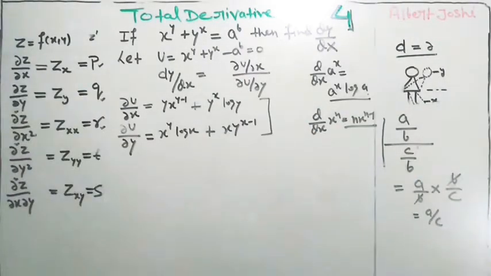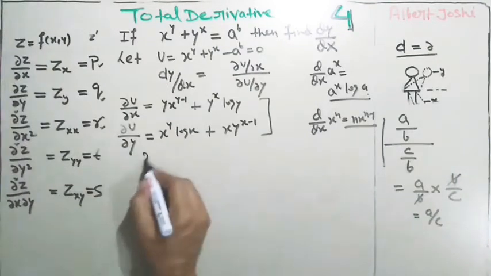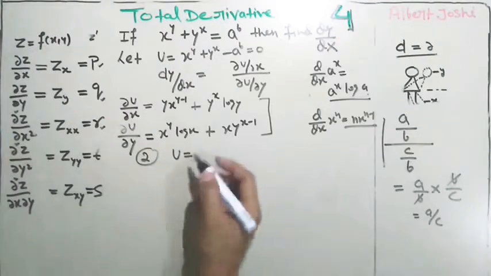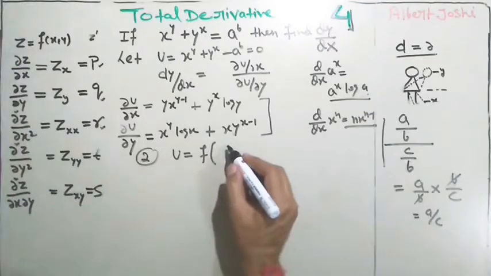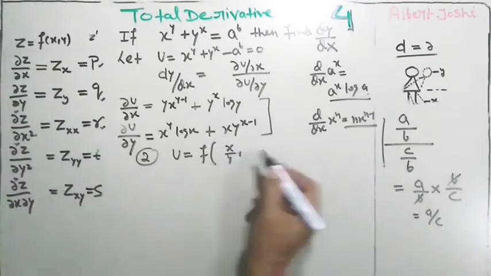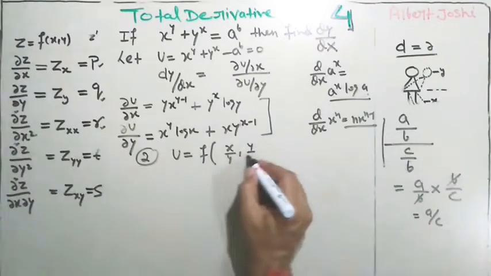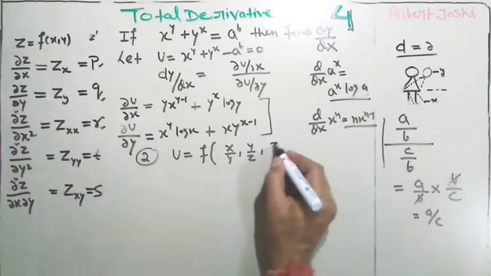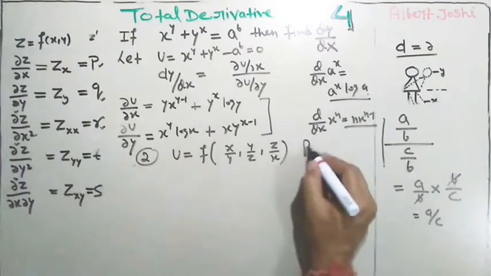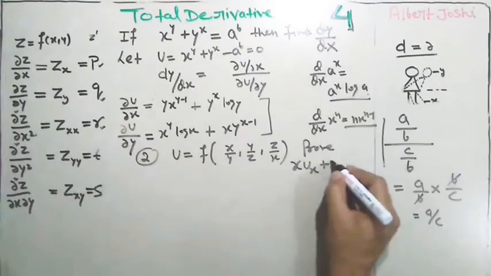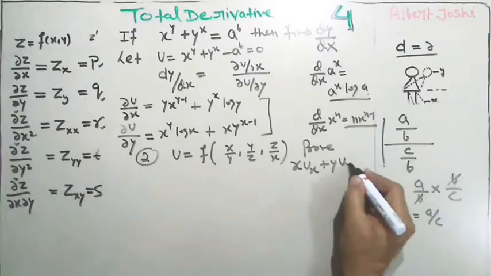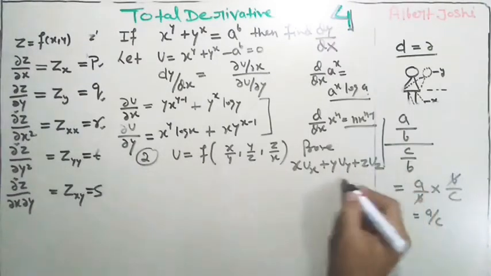Now the second question, where we are talking about the chain rule. What is the chain rule actually? Suppose you have this question number 2: u is equal to f of x upon y, y upon z, z upon x. He is asking to prove x into ux plus y into uy plus z into uz is equal to 0.